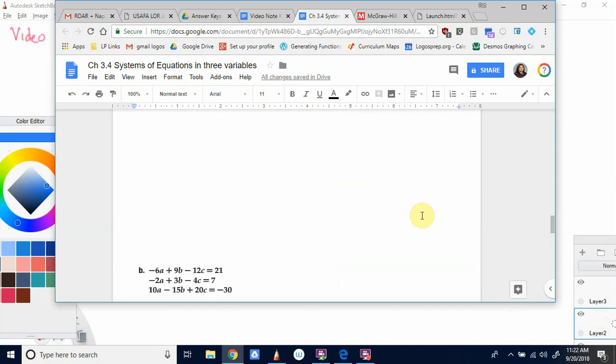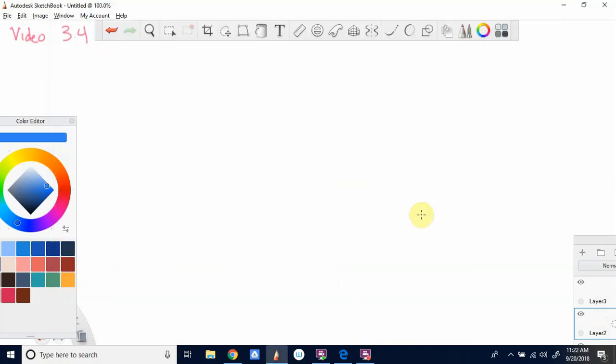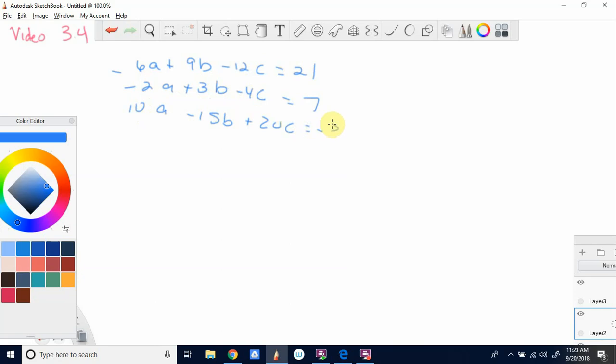So let's look at example B here. So it's going to be negative 6a plus 9b minus 12c equals 21, negative 2a plus 3b minus 4c equals 7, and then you have 10a minus 15b plus 20c equals negative 30. Okay, since I've got the letters A, B, and C, I probably don't want to use that to name them. So I'm going to name them 1, 2, 3. Name them whatever you would like to name them.